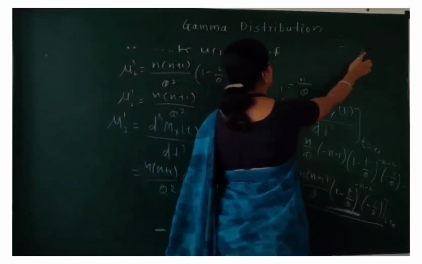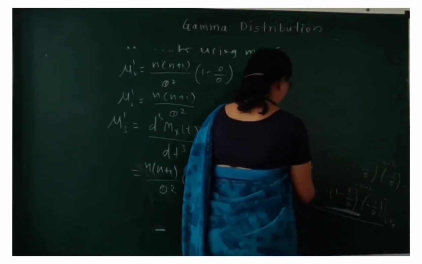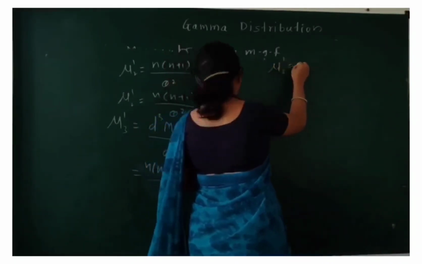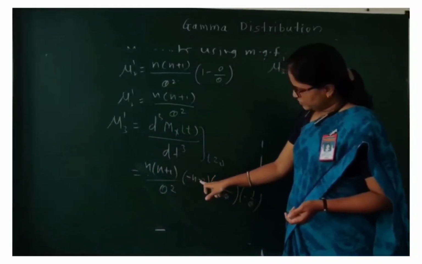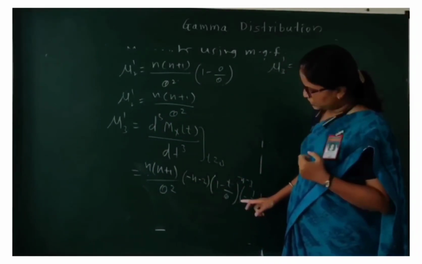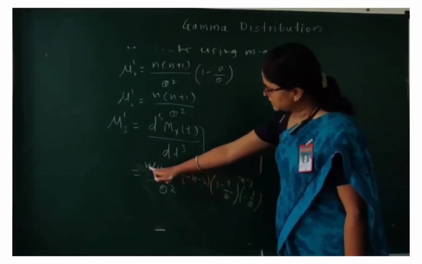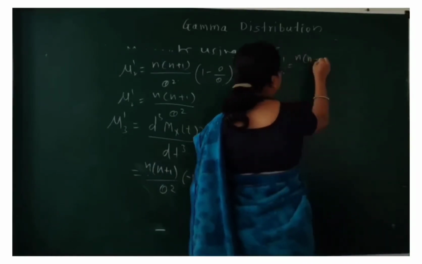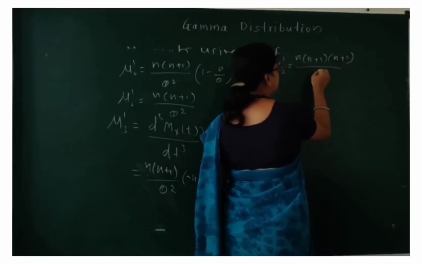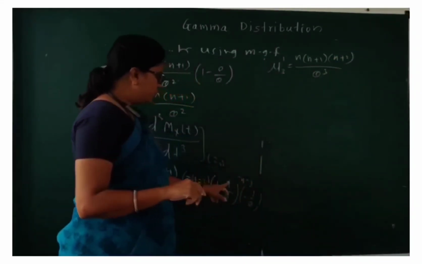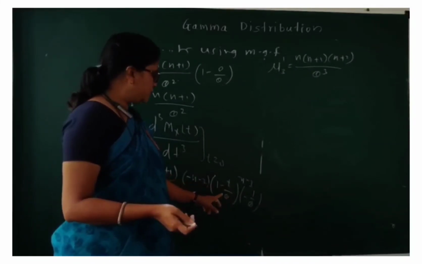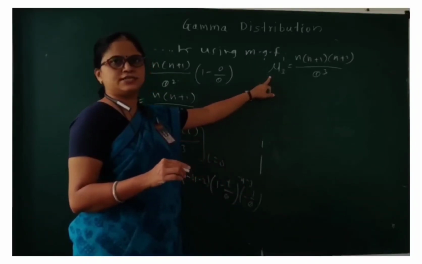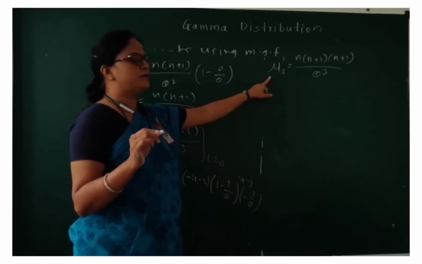So mu3 dash is equal to, now minus minus we have common and this minus, so this gives me plus. So we have terms as n plus 1, n plus 2 upon theta cube. So let me write the terms n plus 1, n plus 2, theta cube into, we need to put the value of t as 0. If I put t as 0, we get (1 minus 0) raised to minus n minus 3, so it gives me 1. Hence mu3 dash is n plus 1, n plus 2 divided by theta cube.